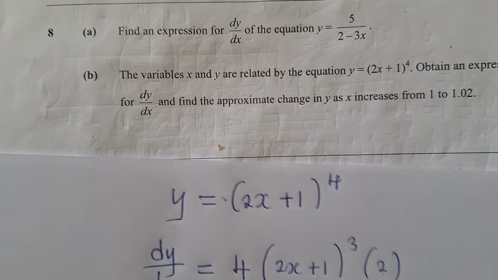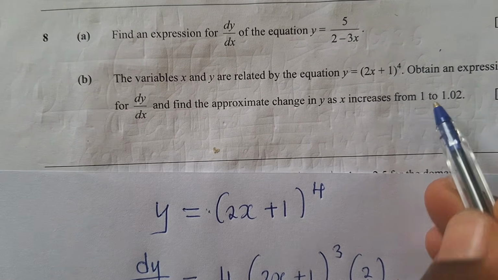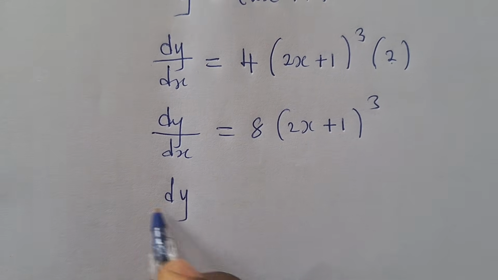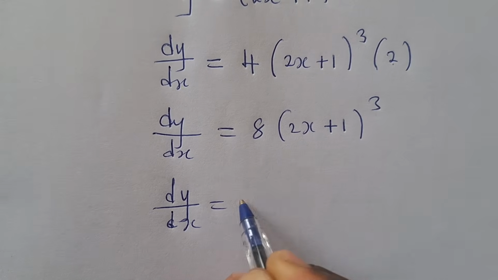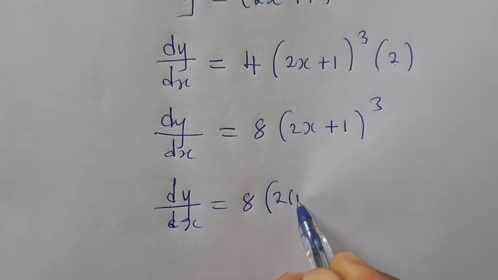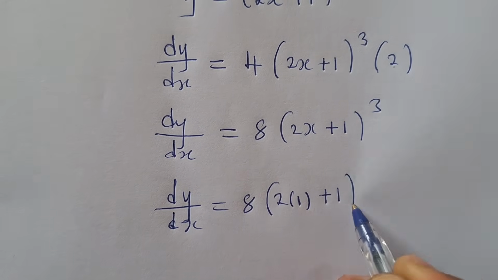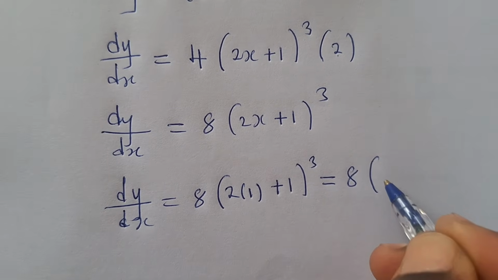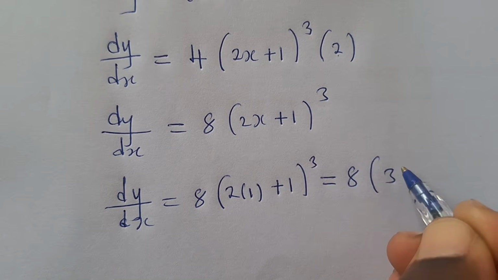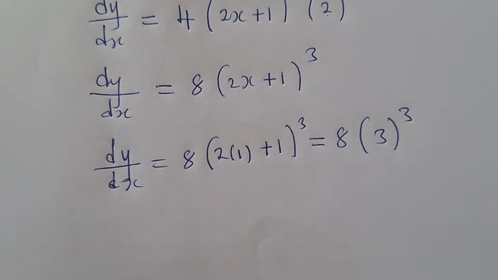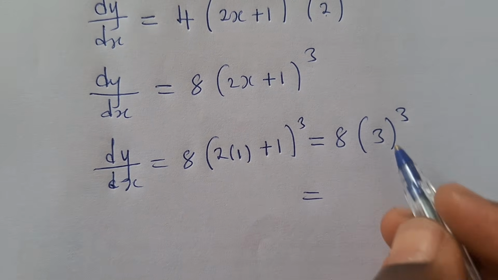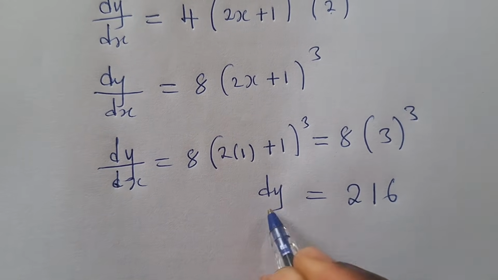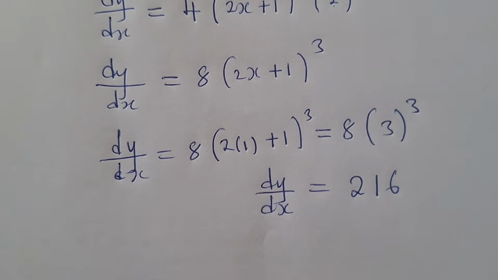So now you can substitute this first number, 1. You substitute 1 where x is. Okay? So it will be like this: 8, open bracket, 2 times 1 where x is, plus 1, power 3. And when we simplify further, this will give us 8 times 3 power 3. So when we simplify here, it's giving us 216, meaning our dy/dx is 216.